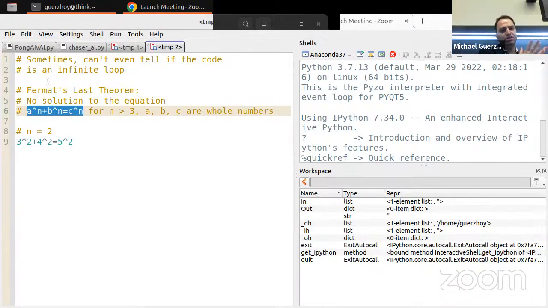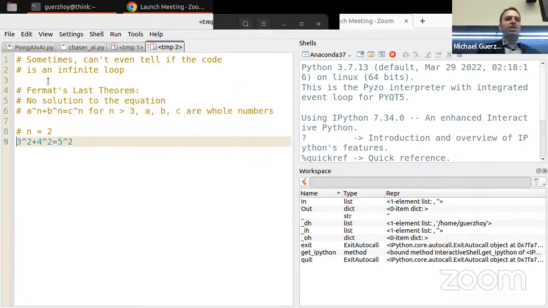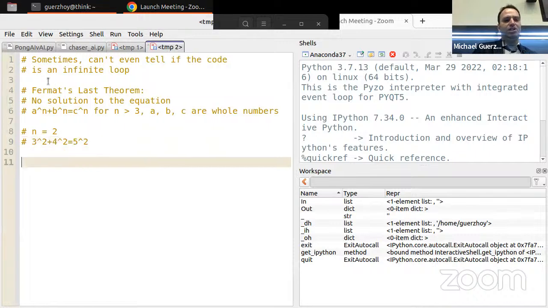Now the reason I'm telling you about this is that you can encode this using Python code. You can write Python code that's going to try and find a solution to this equation. It's going to tell you if it found a solution, and if it can't find a solution, it's going to be an infinite loop because it's going to keep trying. Right? So how do we do this?